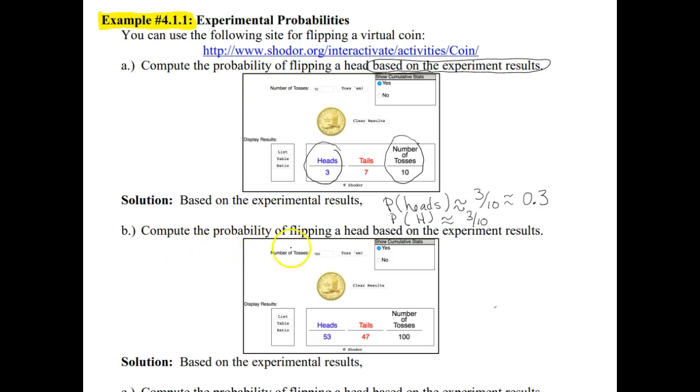Part B says to compute the probability of flipping a head based on these next experimental results. So now they flipped the coin 100 times, and they saw heads 53 of those. So based on these experimental results, we would say the probability of flipping heads is approximately 53 out of 100. So as a decimal, 0.53.